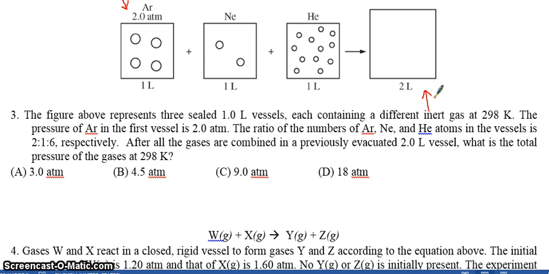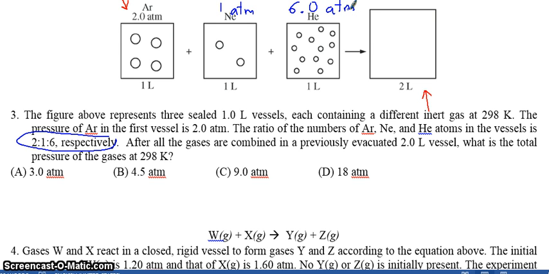There's a number of different ways to attack this one. This is a tough one, and they're trying to use conceptual ideas of gases with some simple math. So the first thing to take advantage of is the fact that it's a 2 to 1 to 6 ratio. This means if they were in the same vessel, the neon would be 1 atmosphere, and helium would be 6 atmospheres, 6.0 atm.